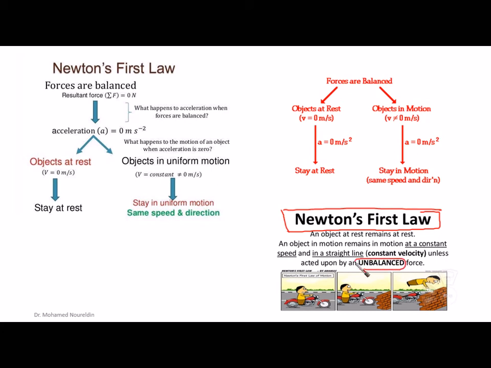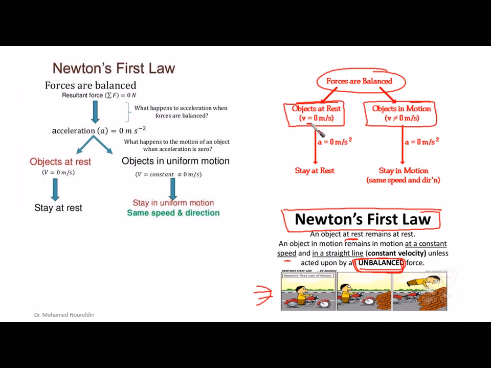So these are the keywords that we need to highlight with this illustration. If the object is at rest, then it remains at rest. And if it is in motion, it remains in motion at a constant speed, unless it is acted upon by an unbalanced force. We can interpret it this way: the forces are balanced, whether the objects are at rest or in motion.